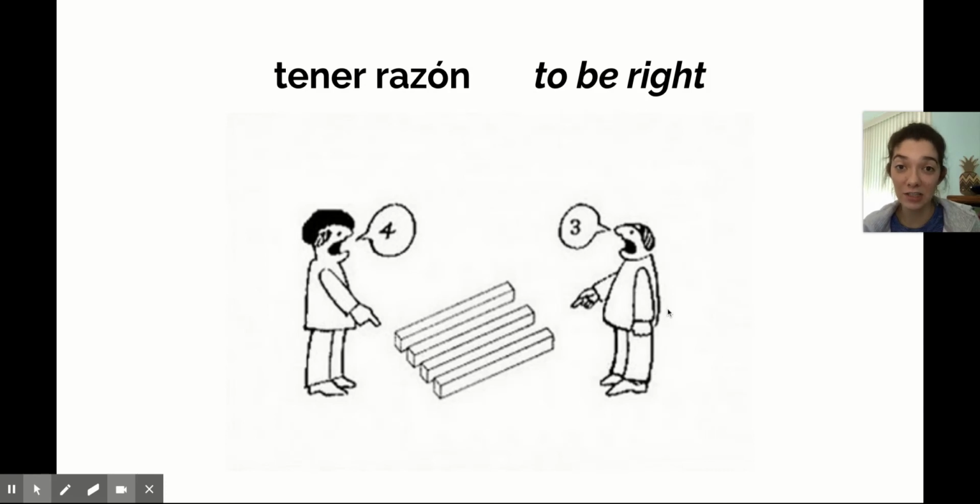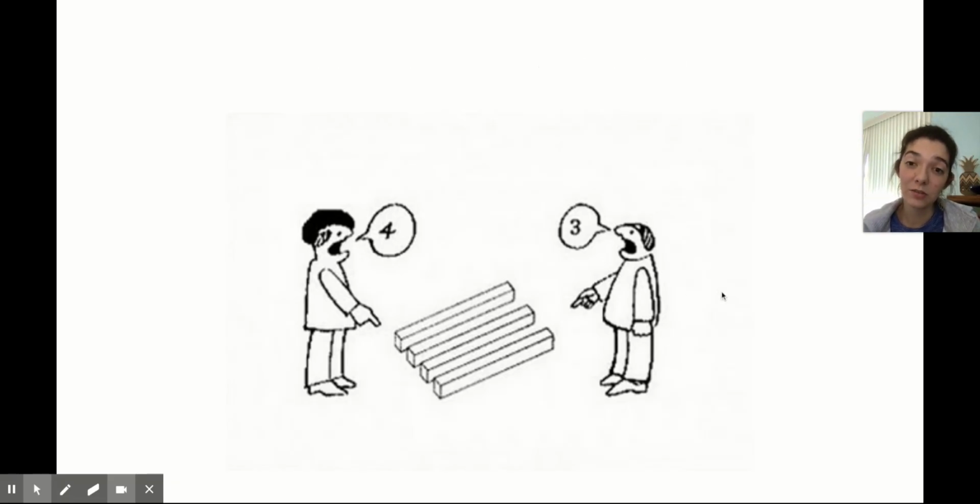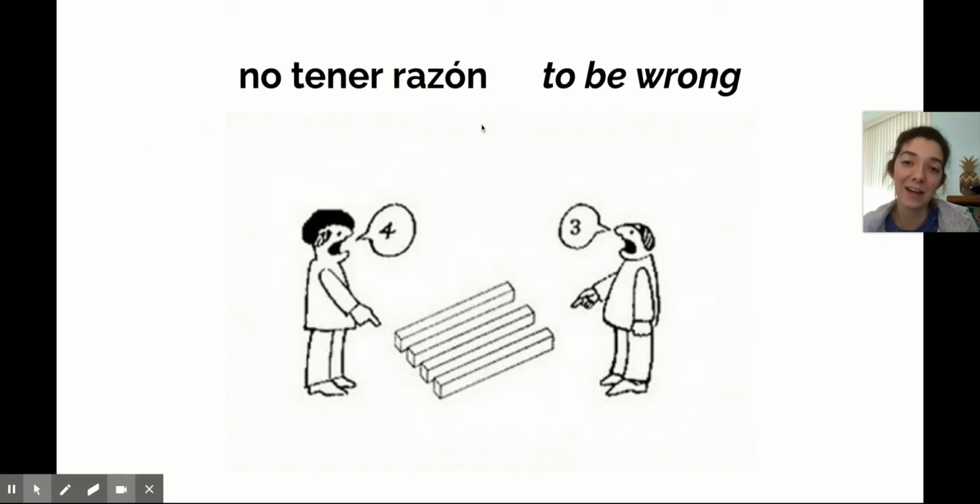And if you're staring at this thing still, it's okay. I'll give you a hint. They're both right. So the next one, not to be right, but to be wrong. No tener razón. Oh, so easy, right? No tener razón, to be wrong. Tener razón, to be right. No tener razón, to be wrong.